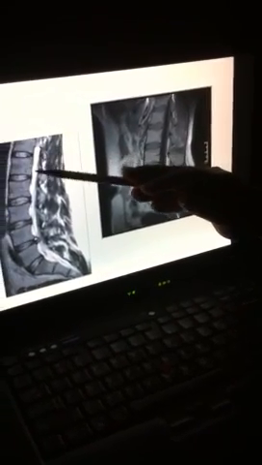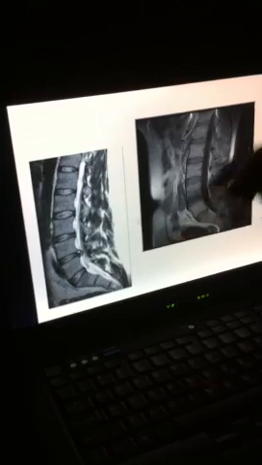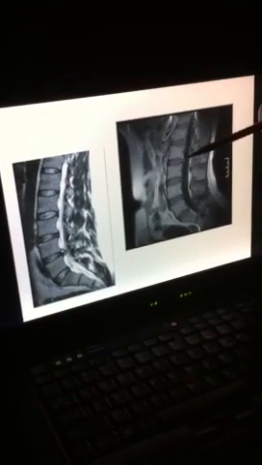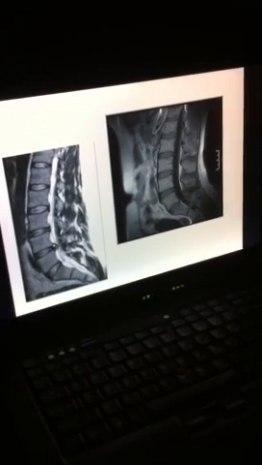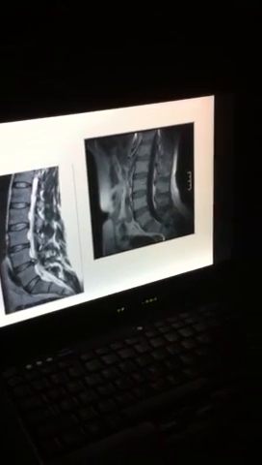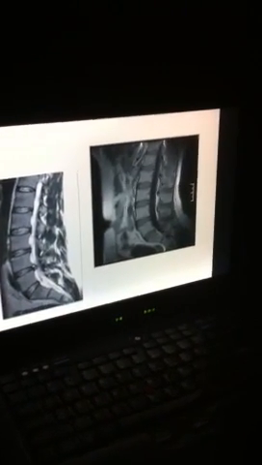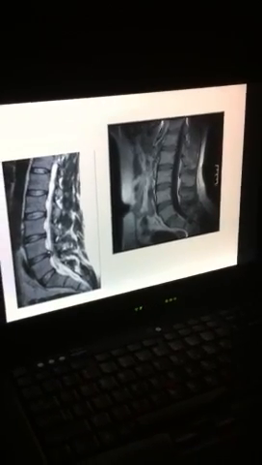And does anyone know what this is? The same thing over here. The spinal, or what's it called? I don't even know anymore. Spinal cord? There you go. It's the spinal cord. Yep, it's the spinal cord.